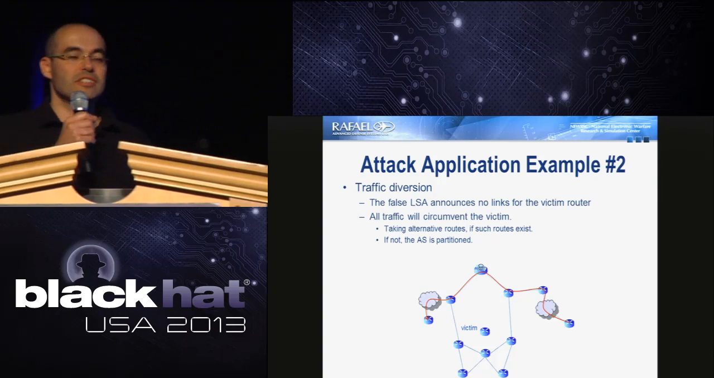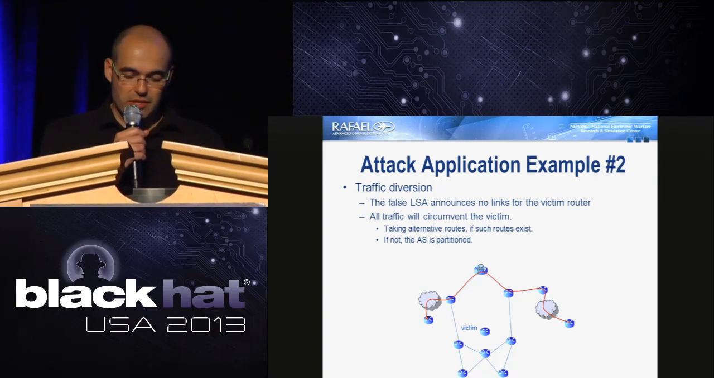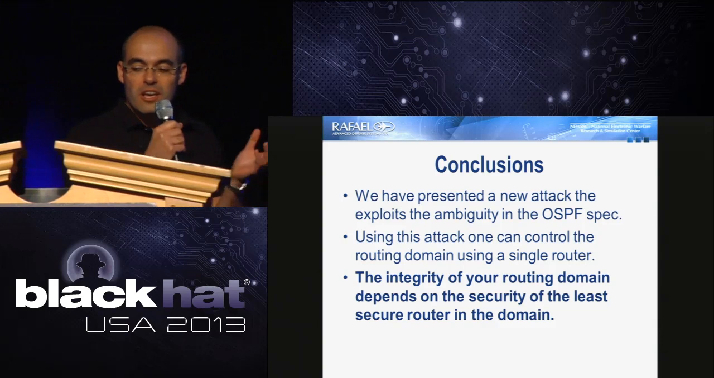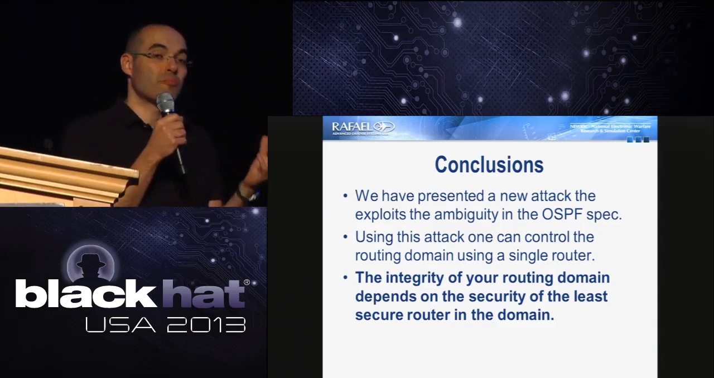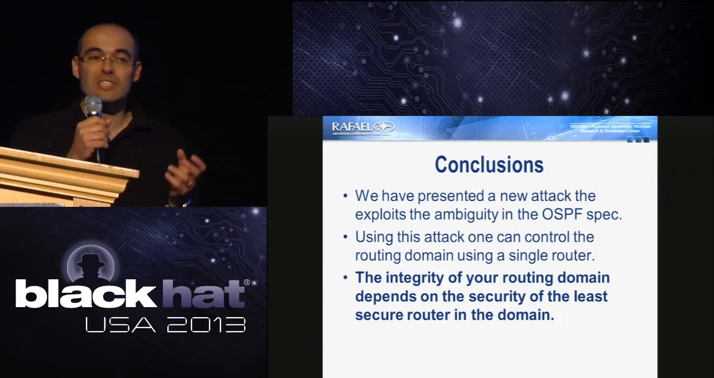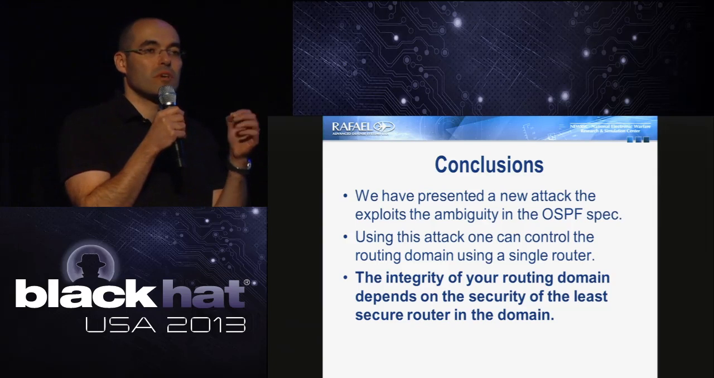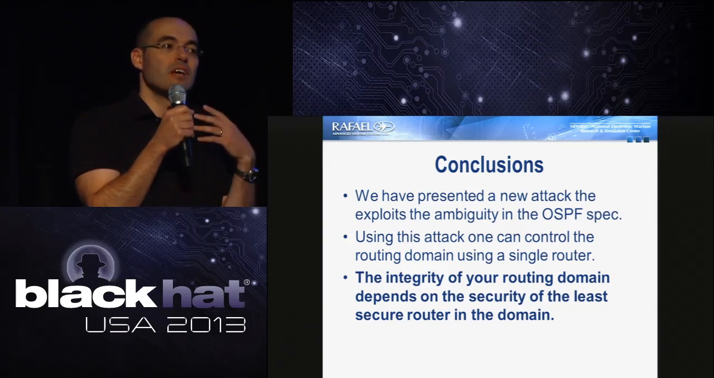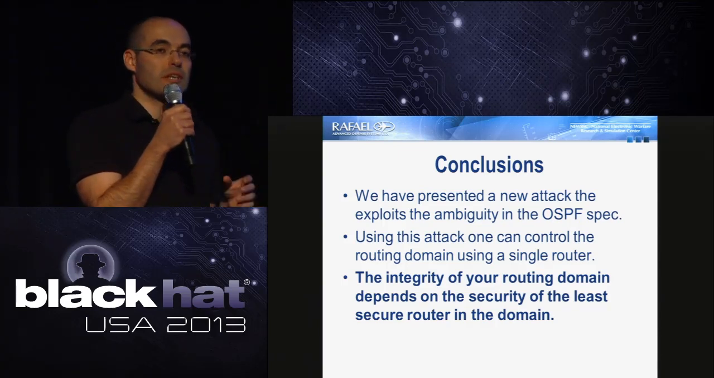Okay, and this was just a couple of attack examples. So to conclude, what I've presented here is a new attack on the OSPF routing protocol. Using this attack, if the attacker can compromise just a single router within the autonomous system, it can actually compromise all the routing tables within that autonomous system.